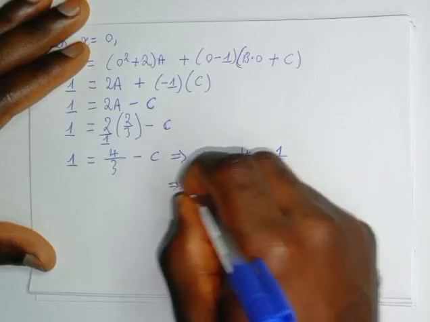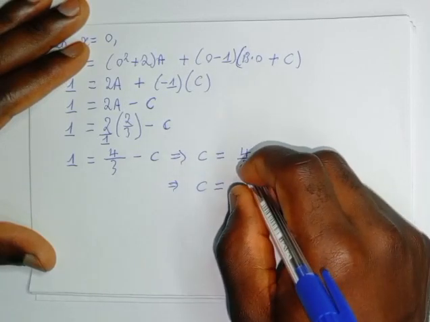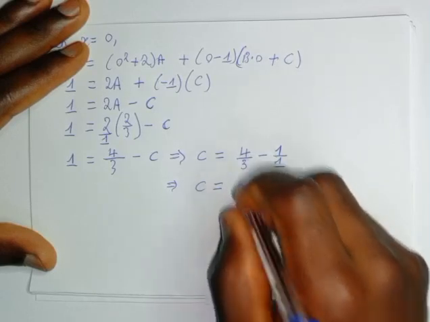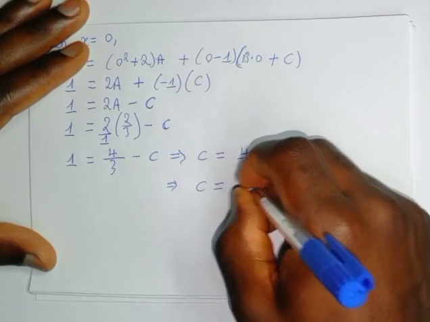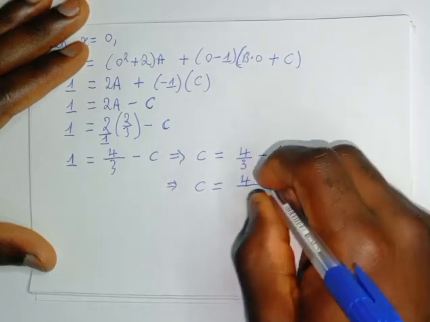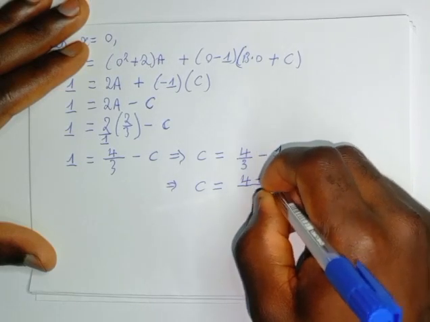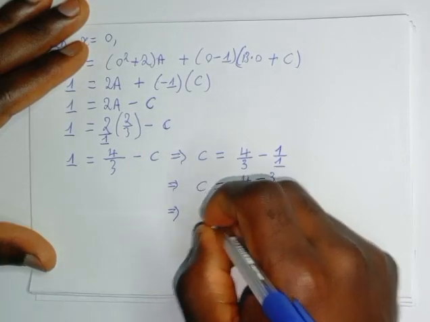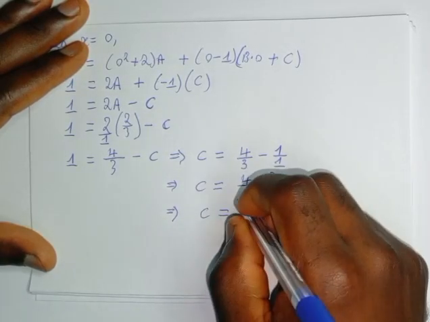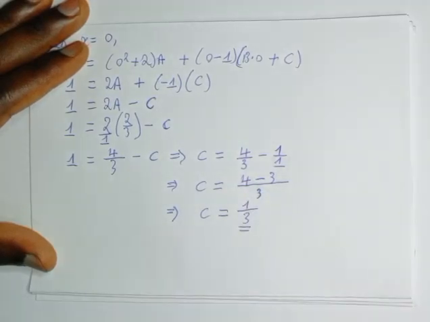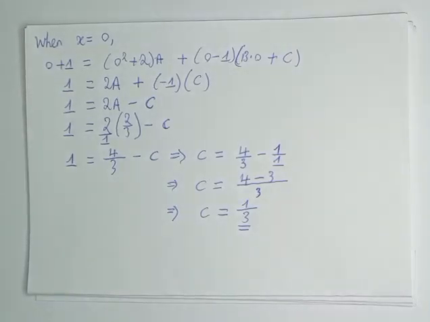Then our c will be equal to the LCM of 3 and 1, which is simply 3. 3 divided by 3 gives us 1 times 4, 4 minus 3 divided by 1 gives 3, 3 times 1, 3. Next, we have to simplify. C will be equal to 4 minus 3 gives 1 at the numerator all over 3. So our C is simply equal to 1/3.